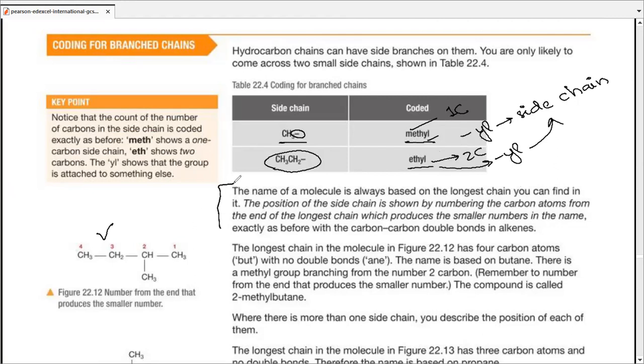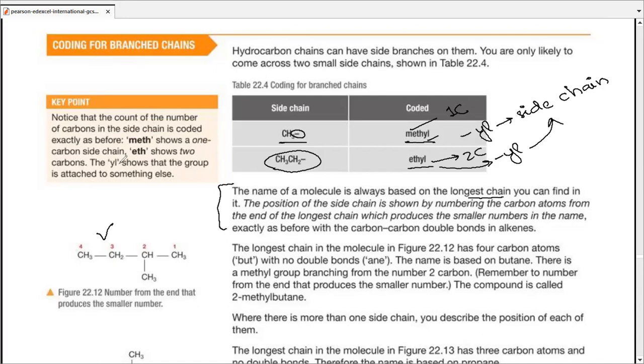The first step is to locate the straight longest carbon chain you can in the structure. Then the position of the side chain is shown by numbering the carbon atoms from whichever end of the longest chain produces the smallest numbers in the name. Remember, the smaller the number in the name, the better and more correct your name is. If you come up with bigger numbers for the name, that's not a good idea. Probably the name would be rejected. You won't get marks for it.